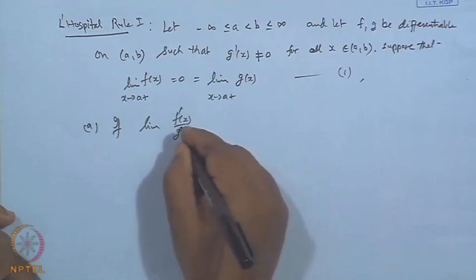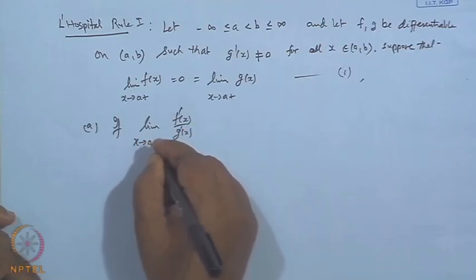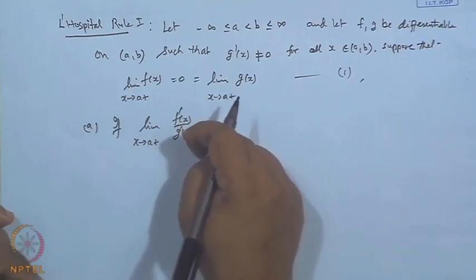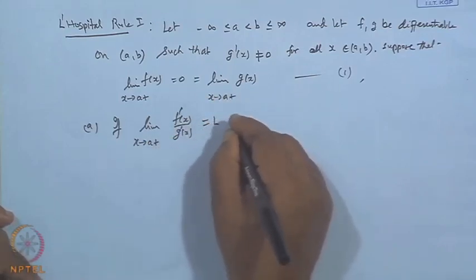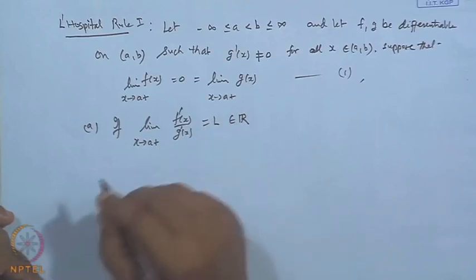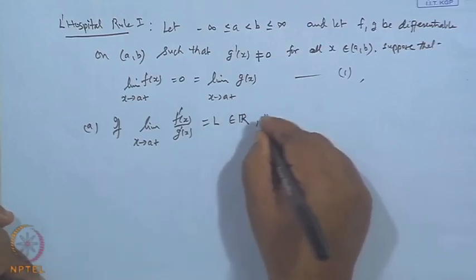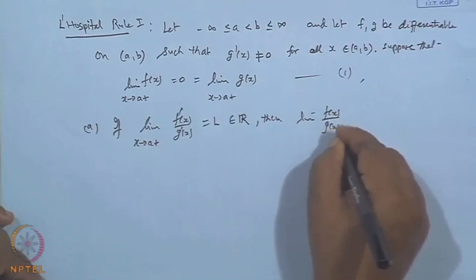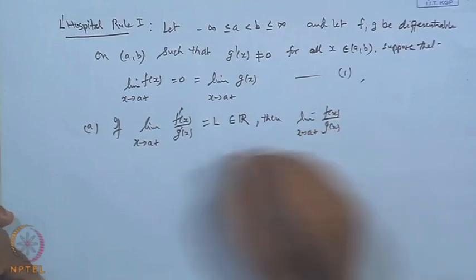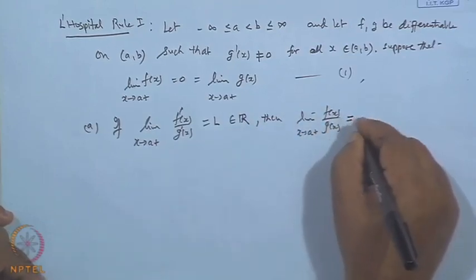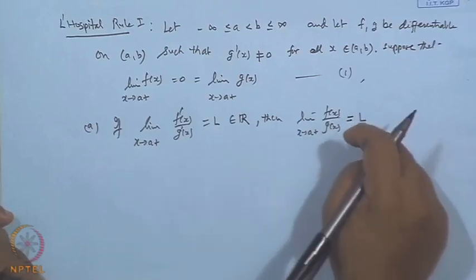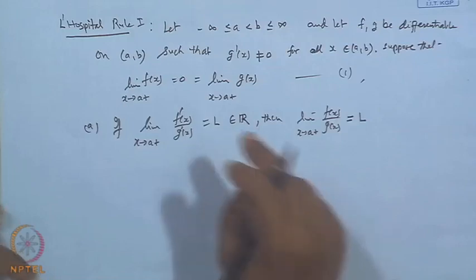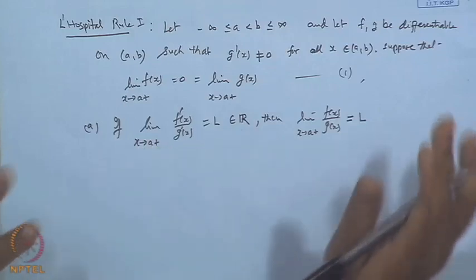if the limit of f prime x over g prime x when x tends to a plus, the limit of the ratio of their derivatives, exists and is a real number L, then the limit of f x by g x when x tends to a plus from the right hand side will also exist and will have the same value as the limit of f prime over g prime when x tends to a plus.